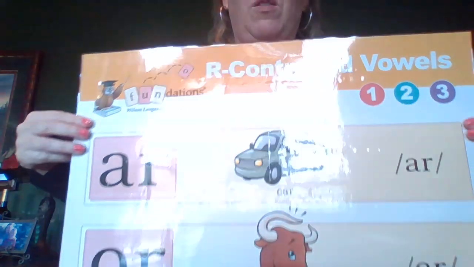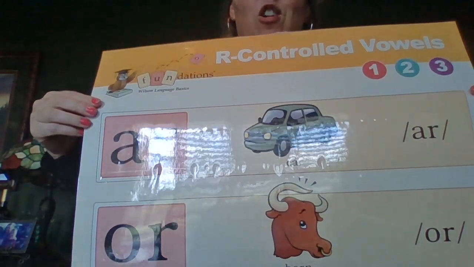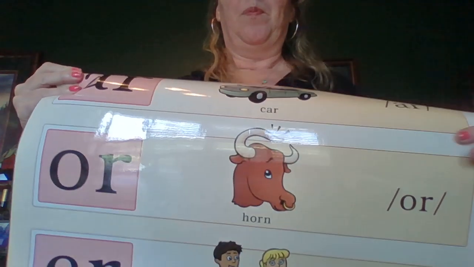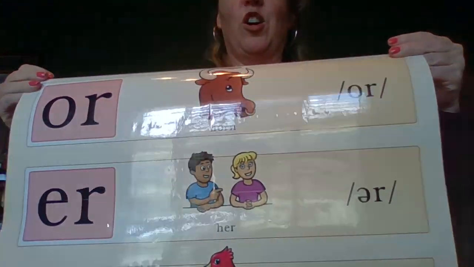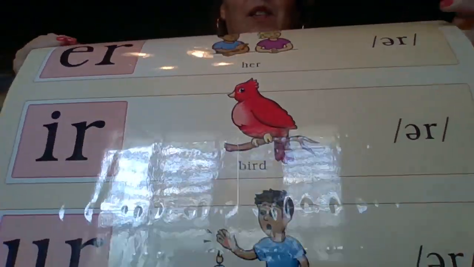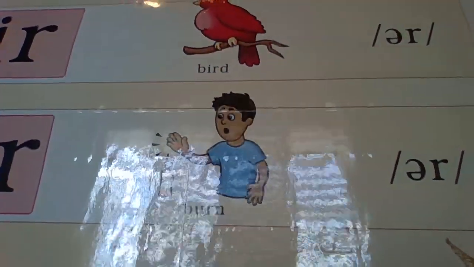Next thing we're going to do, I'm going to get my funky charts. We're going to do our controlled vowels and then vowel teams. Let's see how it goes. Sir glare. AR, car, R. OR, horn, or. ER, her, IR, bird, UR, burn. Very nice.